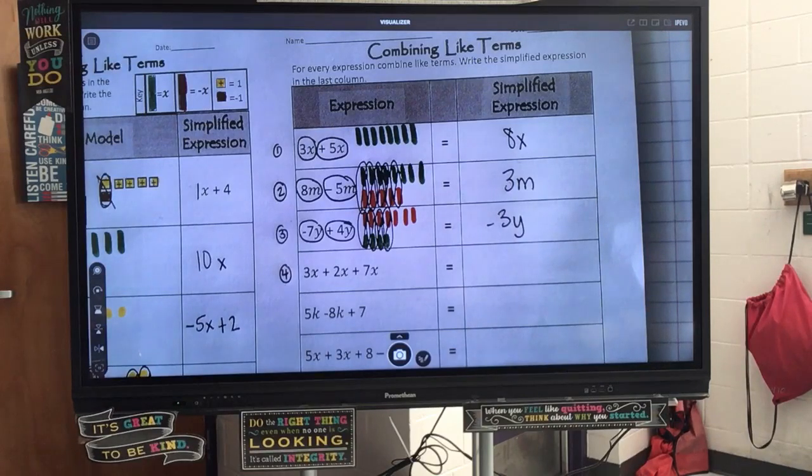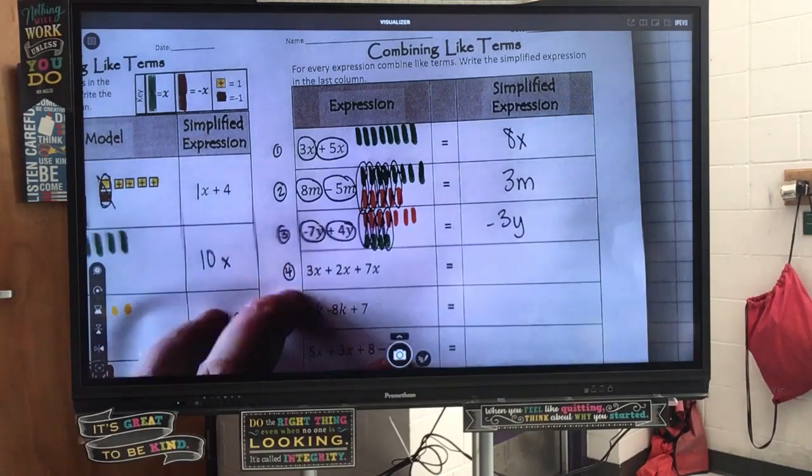Red is associated with negative, and green is obviously associated with positive. So that's why I want you to do the colors, and that's why I want you to, even if you don't want to, do it on this page.